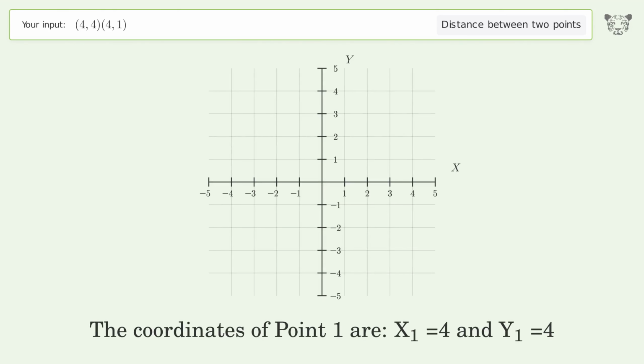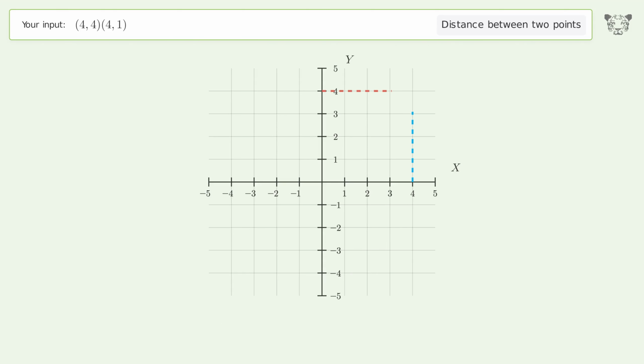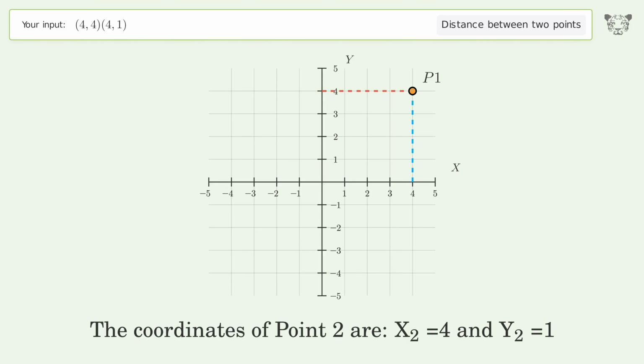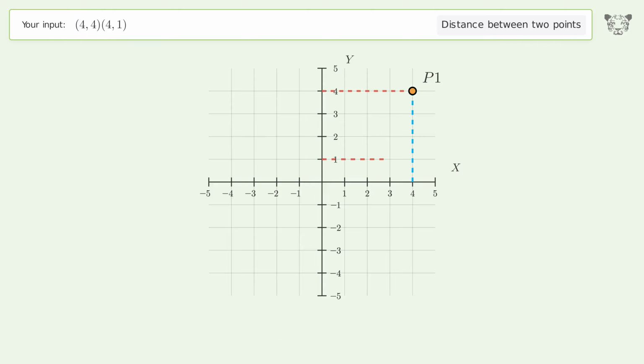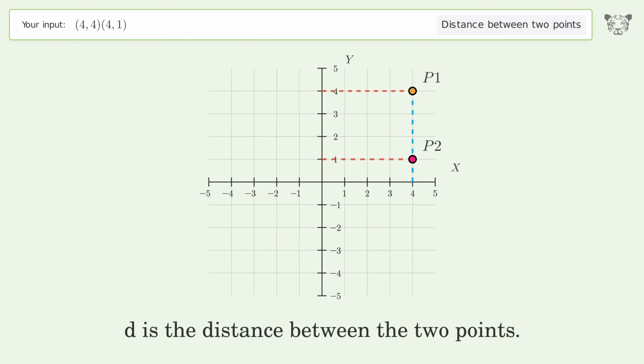The coordinates of point 1 are x1 equals 4 and y1 equals 4. The coordinates of point 2 are x2 equals 4 and y2 equals 1. D is the distance between the 2 points.